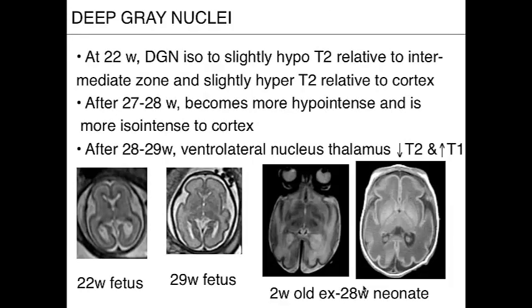I want to spend some time just talking about the deep gray nuclei, because that's an important area when you're assessing a neonatal brain, especially for the possibility of hypoxic ischemic injury. And on fetal MRI, the deep gray nuclei are relatively isointense to slightly hypointense on T2 relative to the developing intermediate zone, and they're slightly hyperintense relative to the cortex. And you can see that here on the image on your left. However, after about 27 to 28 weeks, the deep gray nuclei become more hypointense and start to become more isointense to the developing cortex.